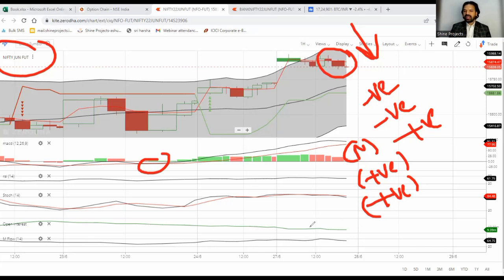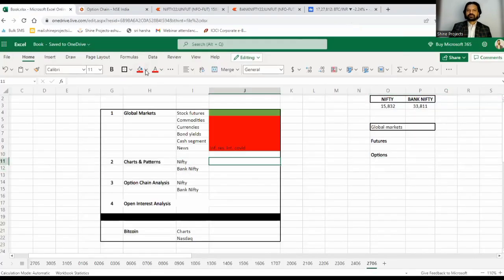Open interest has fallen down. We will analyze the OI data, where it has fallen down, why it has fallen down. Money flow is almost intact with a slight dip, but whatever it is at 60, it is positive, because I can see 1, 2, 3, 4 positive. So all in all, I will consider the Nifty charts and patterns as being positive.